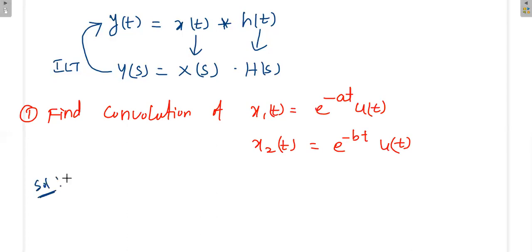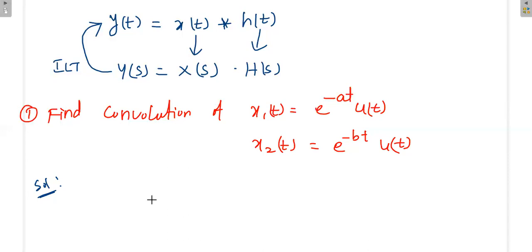Solution. There are two different methods to find the convolution in the time domain. First, just with the mathematics, we'll try to find the convolution. Later, we'll apply the graphical method, with the help of the graph of the signal, to get the convolution. In both cases, we'll get the same answer.